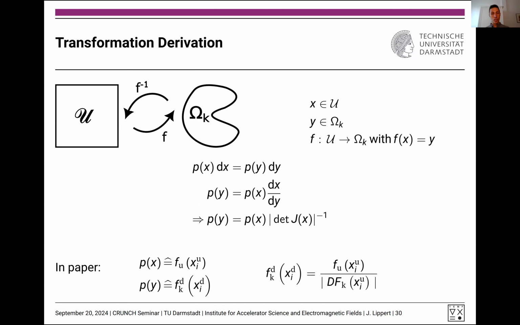And just so that you are not confused, if you look at the paper, the unit square is denoted with the F, U, and U for unit, and the D for domain, and the K represents the patch number, since we have 4 of them.